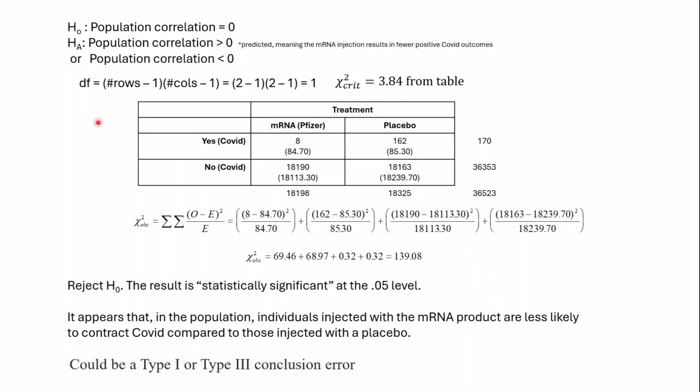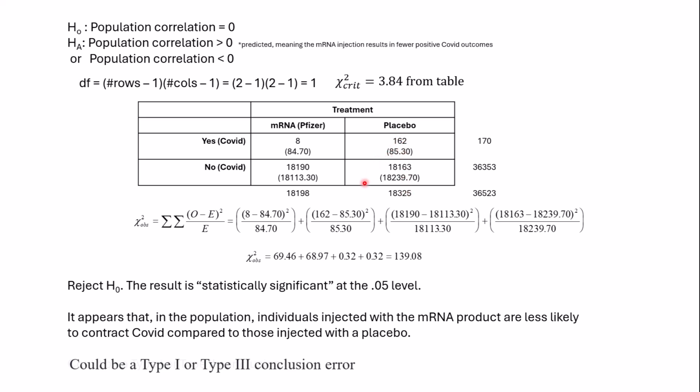Well, good morning, students. Let's finish our work on this chi-square test of association problem. Recall that we're looking at the Pfizer mRNA vaccine that was developed to reduce the incidence of COVID or prevent you from getting COVID. That was the idea behind the vaccine, to prevent individuals from contracting COVID. And so in the study, you can see they had 18,198 individuals who were given the mRNA vaccine, and then they had 18,325 individuals who were given a saline placebo.